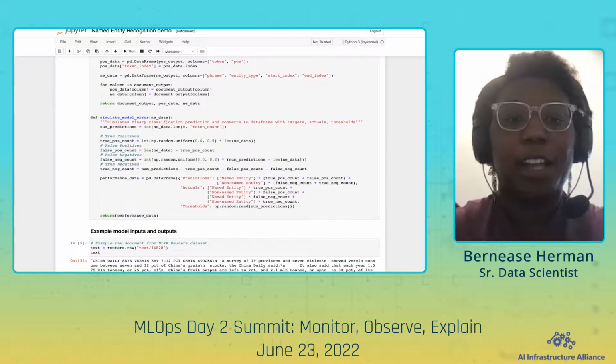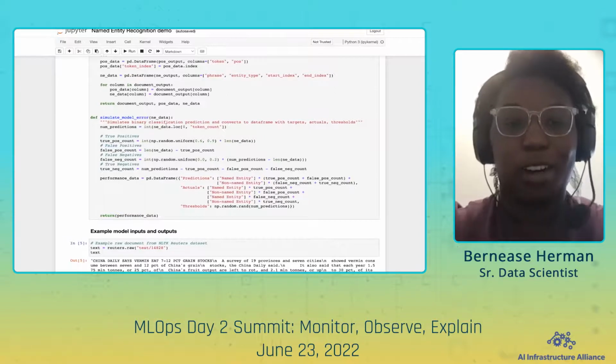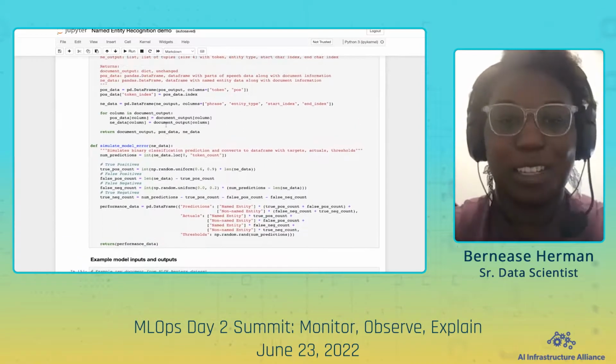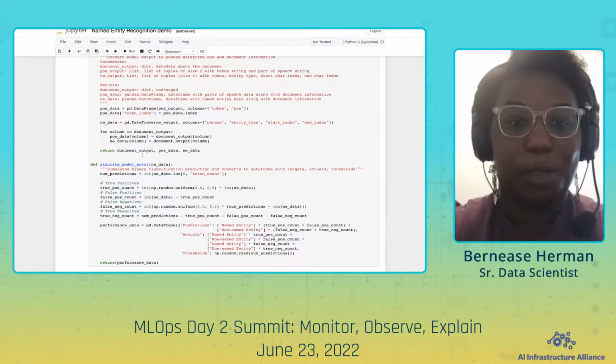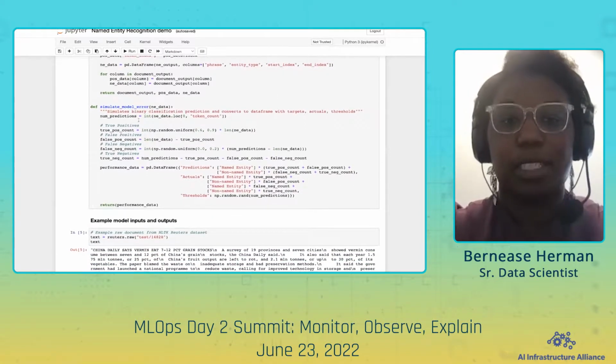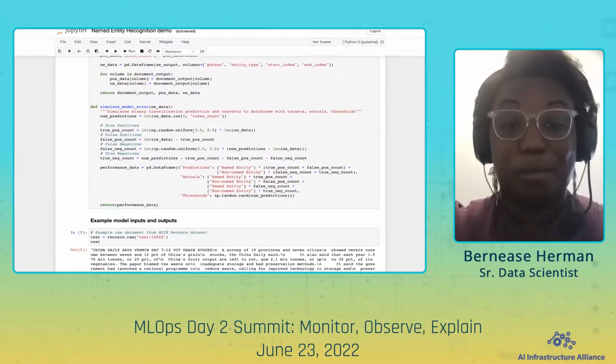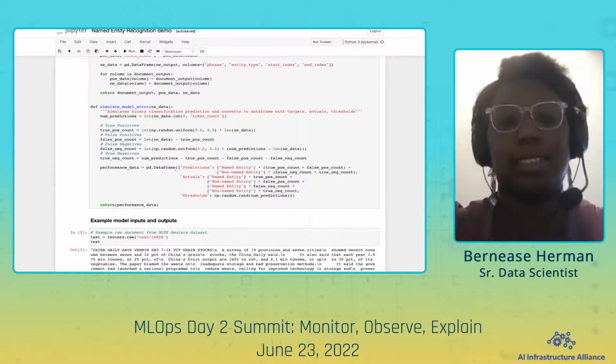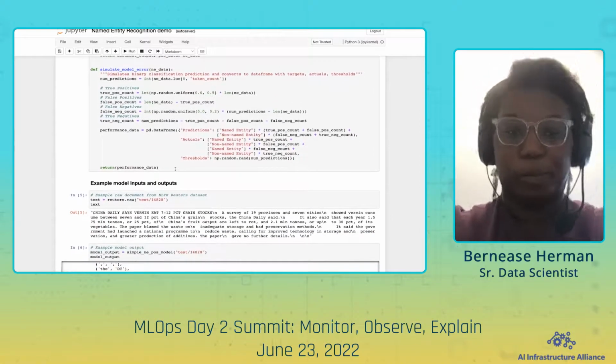And then finally, I'm going to simulate some model error. The reason that I did this is I chose a data set that doesn't have labels. And so I'm just making up some fake numbers you'll see here so that we can see how the performance metrics would work.